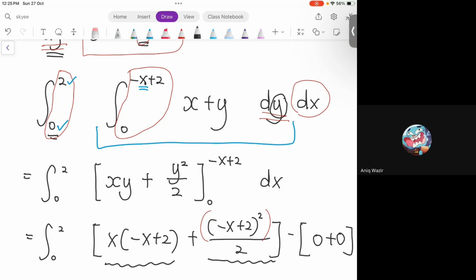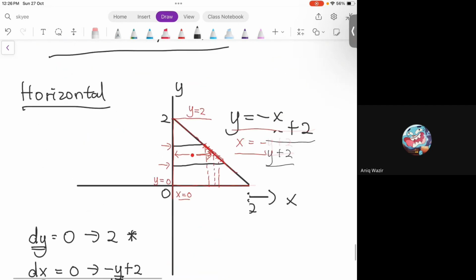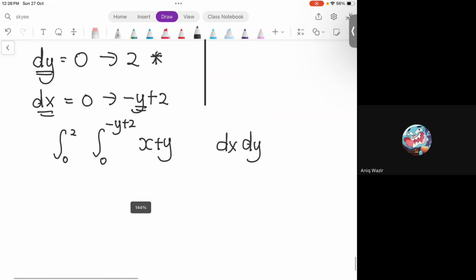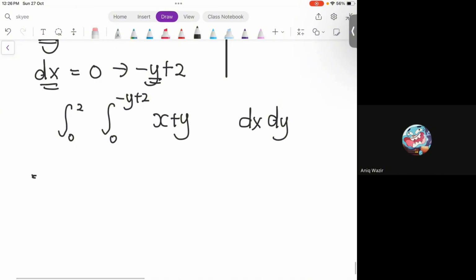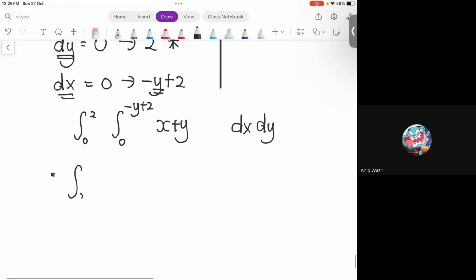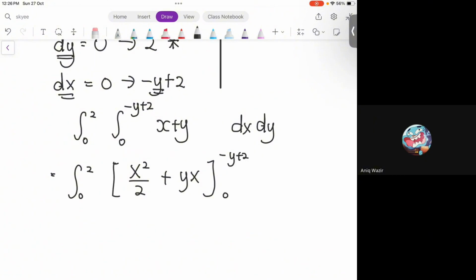When you perform the integrations, you will perform the dx first. Do you want to try this one? It will be the same, so I will do it very quickly. 0, 2 is the same thing. It will become x squared over 2 plus yx, and then you have negative y plus 2, 0, and then dy.